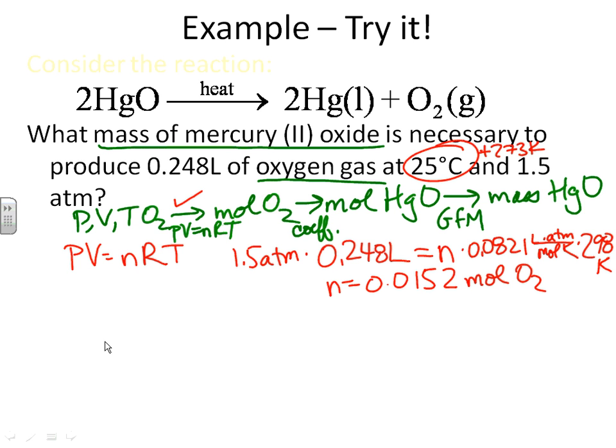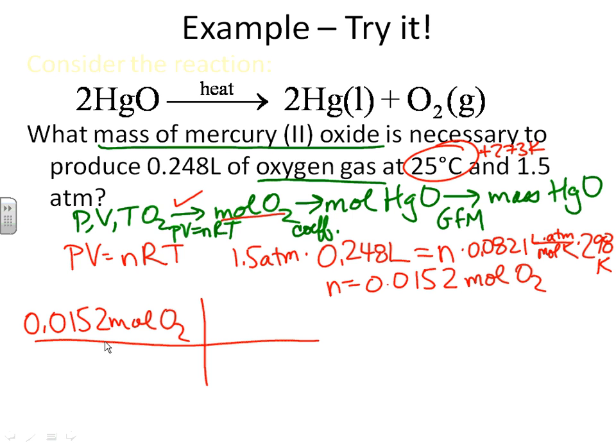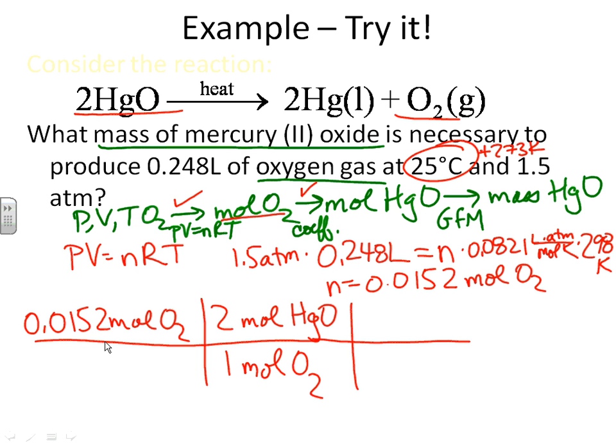Now that we have moles of oxygen from PV equals nRT, we're going to turn moles of oxygen to moles of mercury 2 oxide. That's just using coefficients. 0.0152 moles of O2. Coefficients, let's see, the coefficient for oxygen is 1. The coefficient for the mercury 2 oxide is 2. So that gets me to moles of HgO. But I can continue my dimensional analysis and turn moles of HgO into mass of HgO, if I just extend my T-chart like that, using the gram formula mass of HgO.